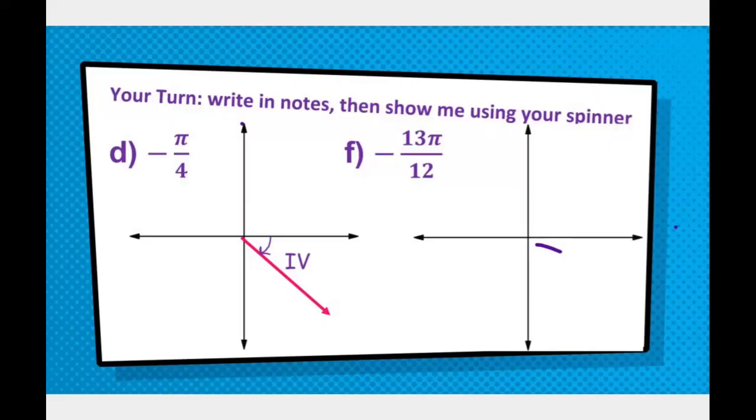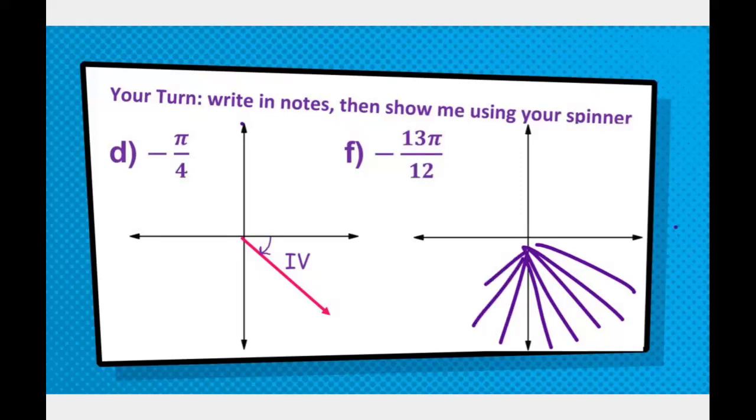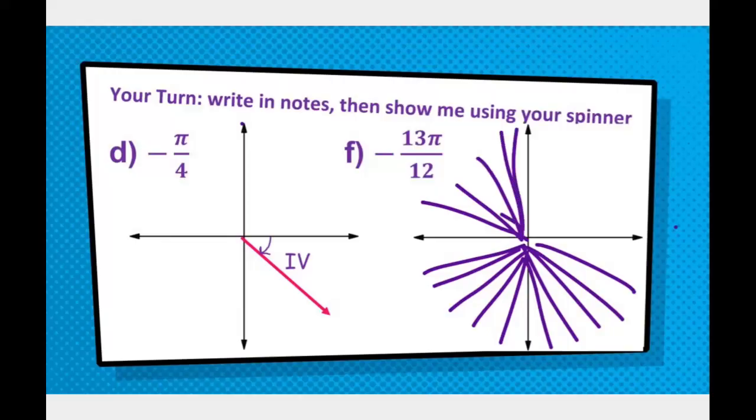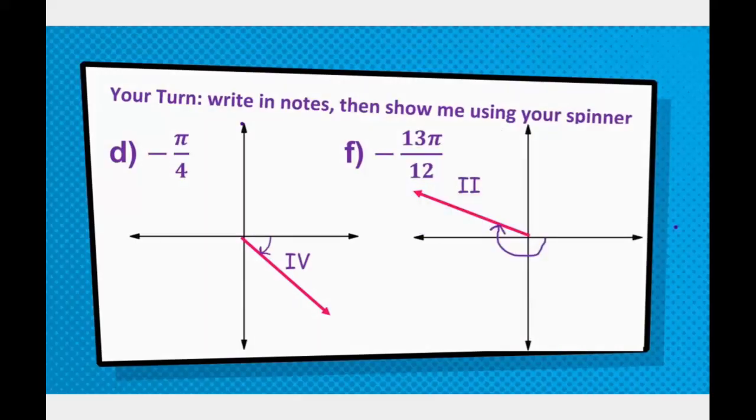If I do this next one into 12 evenly spaces, I'll have 12 spaces in between here. So 1, 2, 3, 4, 5, 6, 1, 2, 3. Okay, and then I need 13 of those. Should be about right there.